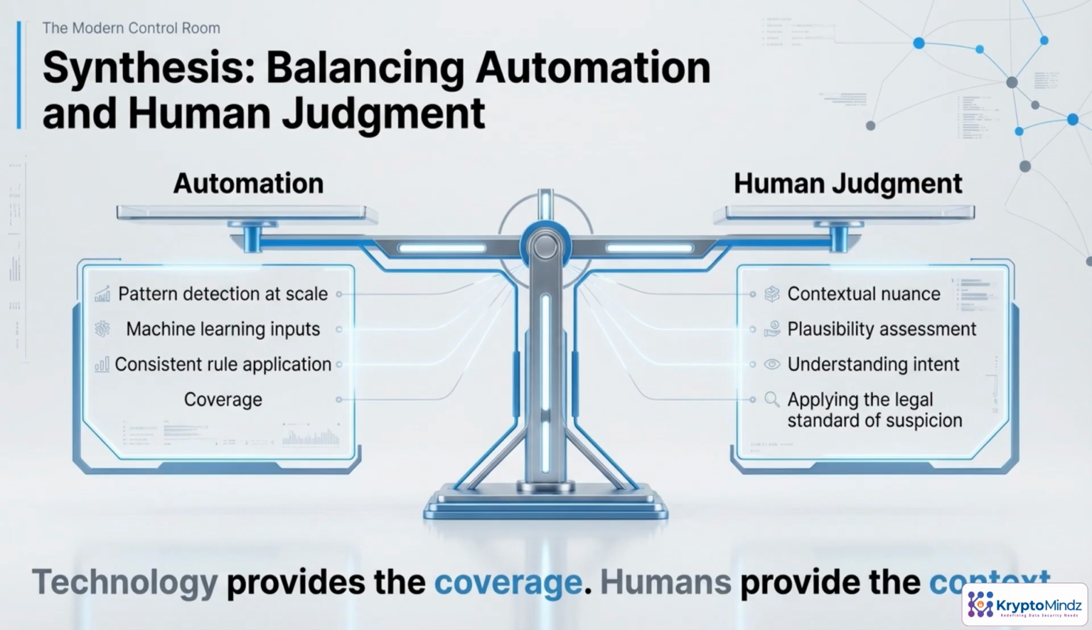In crypto compliance, treat automation as your radar and humans as the pilots. Systems scan everything, spot patterns, and apply rules the same way every time. Humans step in to judge what's plausible, interpret intent, and decide whether activity meets the legal standard of suspicion. Strong programs deliberately design this partnership, instead of letting tools or people operate in isolation.